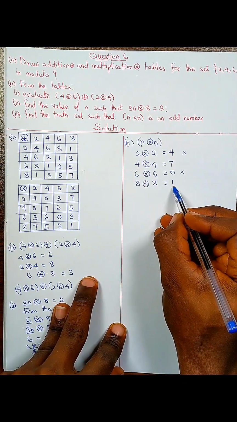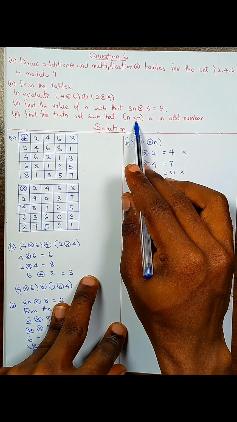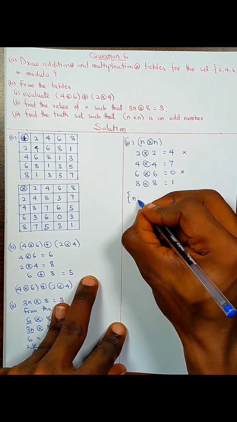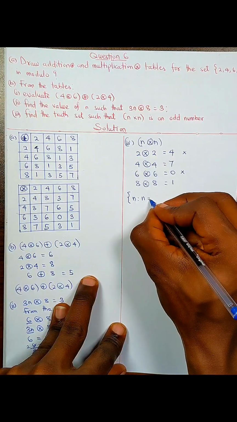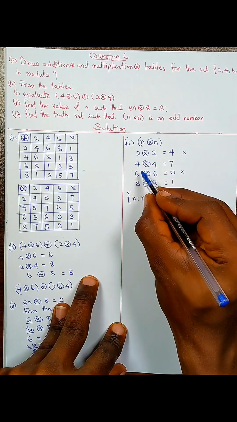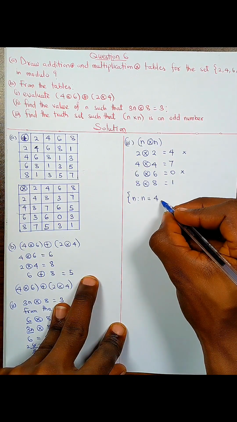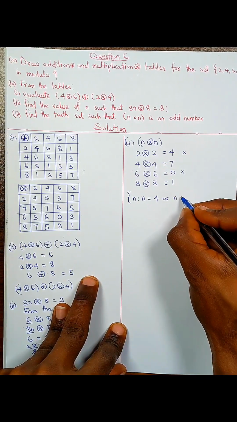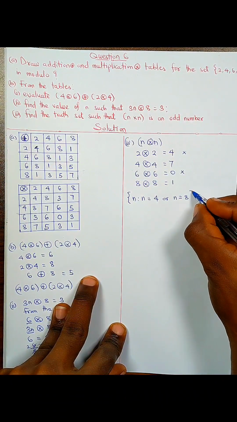So this and this are not giving us odd numbers, but 4 multiplying itself gives us an odd number. 8 multiplying itself gives us an odd number as well. Find the truth set such that n multiplying n is an odd number. If it's a truth set, you have to write it this way. So you say n such that, then we are going to list n is equal to, n can be what? It cannot be 2, but it can be 4, because when n is 4, it gives us an odd number. Or n is equal to what? When n is 8, we get another odd number.